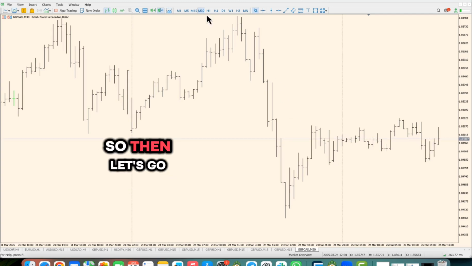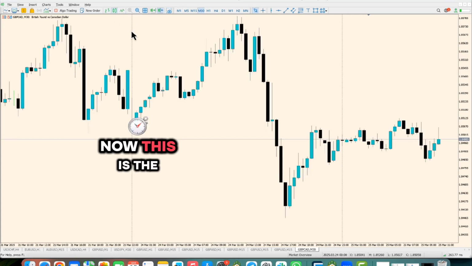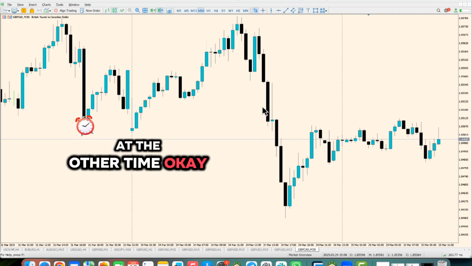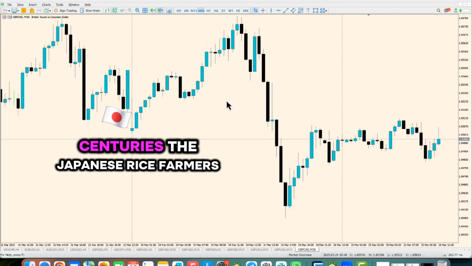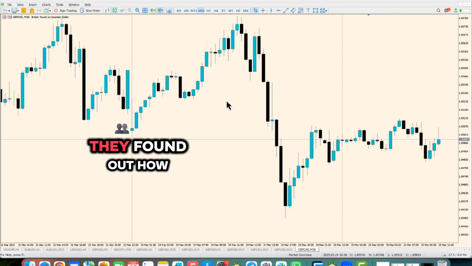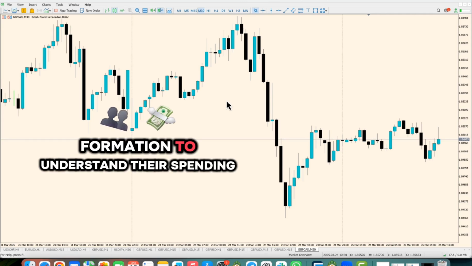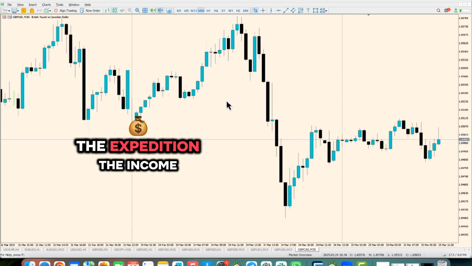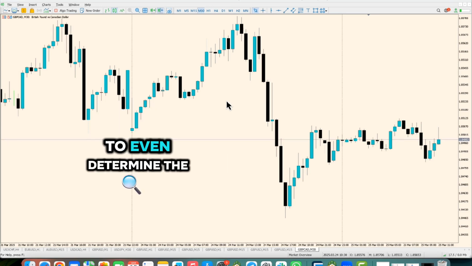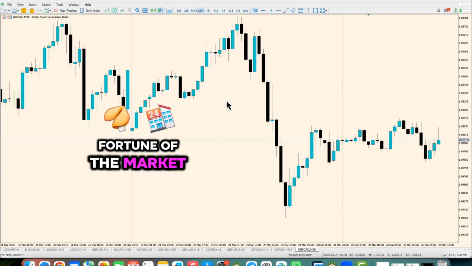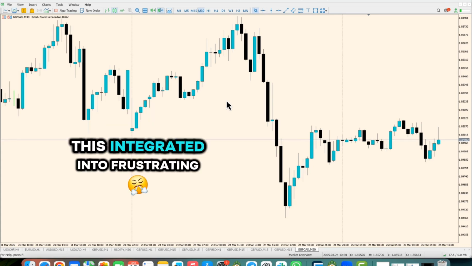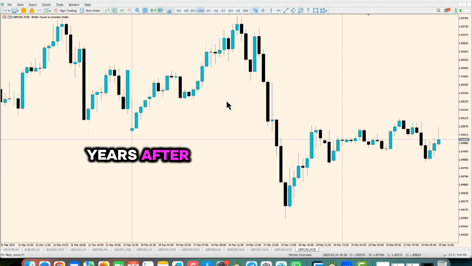All right, so then let's go to the candlesticks. Now, this is the ideal thing. This was the candlestick batch we were looking at the other time. Okay, this is how it works. In the 19th century, the Japanese rice farmers found out how to use these candlestick formations to understand their spending, their expenditure, their income, and even to determine the fortune of the market. And this is how it was integrated into forex trading years after, through innovation and technology. But that's not the business.